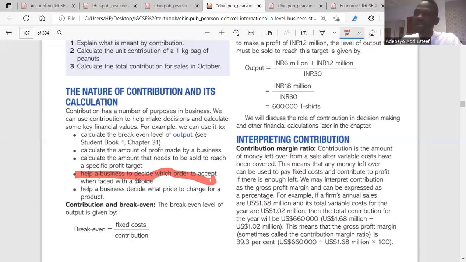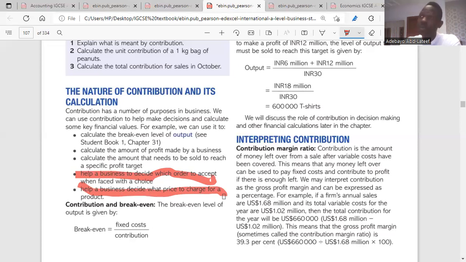So what the fourth one is saying is that, based on the fact that you have different options to choose from, you start thinking about the one that has the lowest cost. So contribution allows you to make a choice when you are faced with making a choice. And the last one: contribution helps a business decide what price to charge for a product.